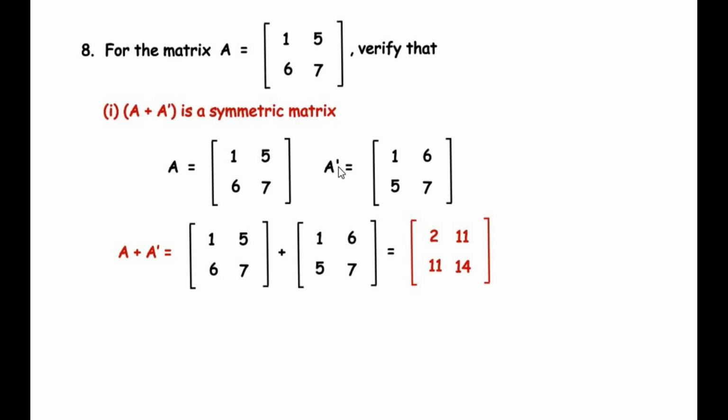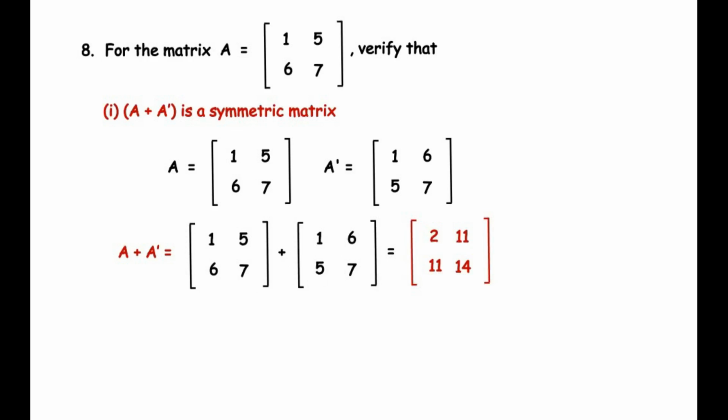We are going to take its A transpose, that is the first column has become the first row and the second column has become the second row. Now once we get the A transpose, let us focus on A plus A transpose. Now since the orders of both A and A transpose are same, we are going to do the element by element addition. So 1 plus 1 is 2, 5 plus 6 is 11, 6 plus 5 is 11, and 7 plus 7 is 14.